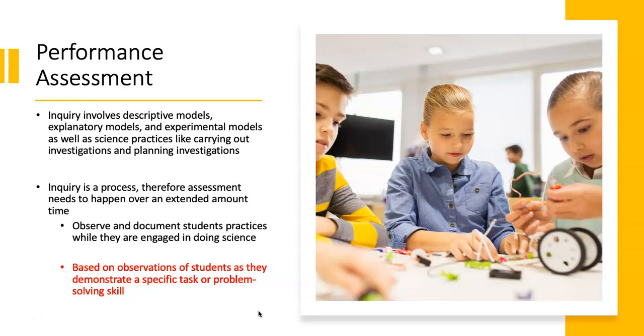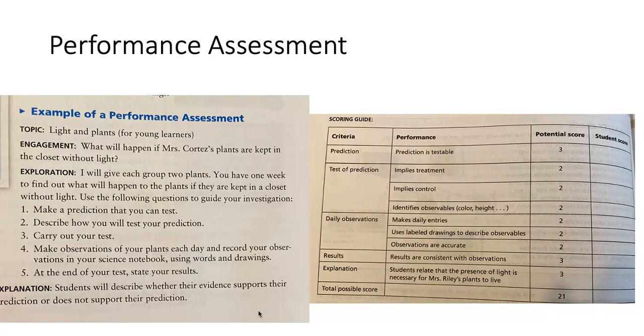This could be, do your students know how to read instructions? Can they describe the observations they're making? Can they plan an experiment? Are they working well together, collaboratively? These are all things that you can assess. Here's an example of a performance assessment from your book. So here they're discussing light and plants. And so what they decided to do was in Mrs. Cortez's class, she gives the students 2 plants. And they have 1 week to find out what will happen to the plants if they are kept in a closet without light. And they need to think about the following questions to guide their investigation.